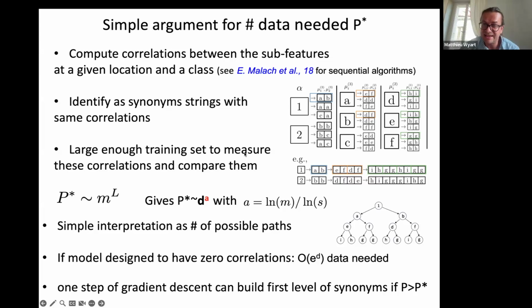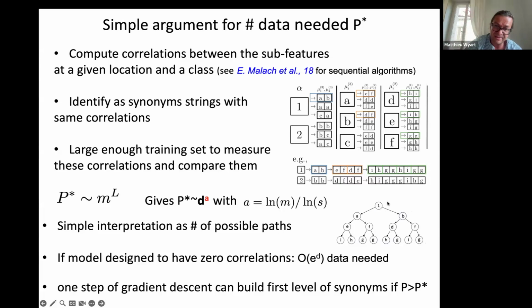And the point is that you can actually compute how many data you need for the correlation to emerge from noise. Here, I should say that you can compute it because you have random rules. This randomness of the rules allows you to compute the typical value of those correlations. And what you find is that the number of data you need to measure correlation beyond noise scales like M^L. Actually, there is a simple interpretation of that. In this model, if you start from the class, say 1, and you go to a string like IG here, the number of choices you need to make is M times M times M. It's M cubed. In general, it's M^L.